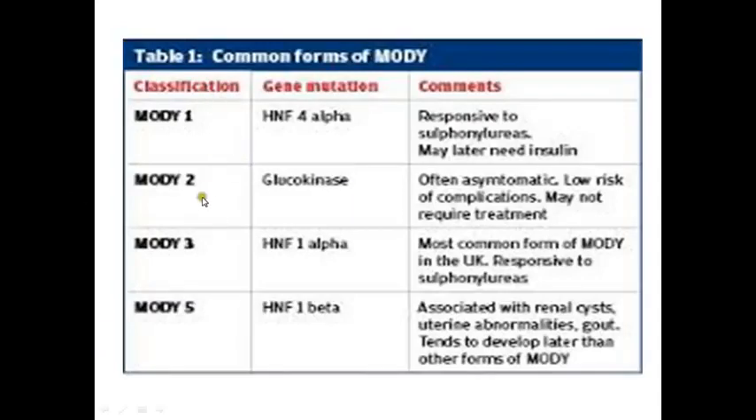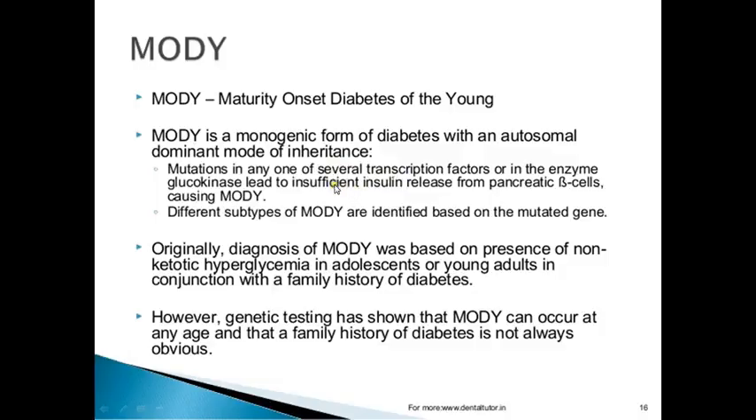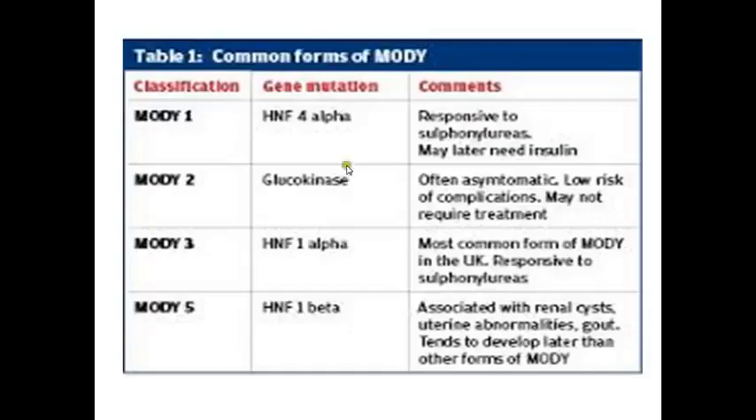These are different types of MODY: 1, 2, 3, 5. And these are the genes which are mutated. The most common is MODY3, which is responsive to sulfonylureas. An important thing about MODY is that most MODY patients respond to sulfonylurea. Sulfonylurea helps in the release of insulin. So there's insufficient insulin release, which sulfonylurea can help with. MODY 1 is the one in which patients may end up requiring insulin later in life. And some of these patients may not require treatment at all, like in MODY 2.